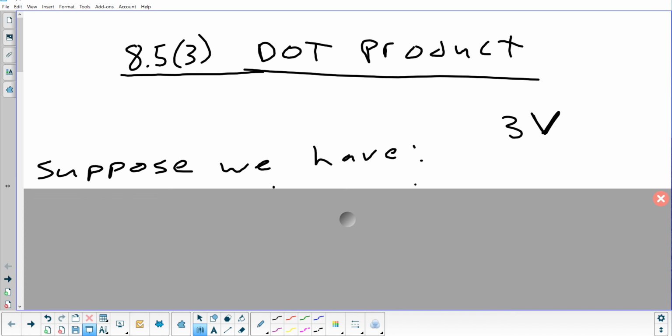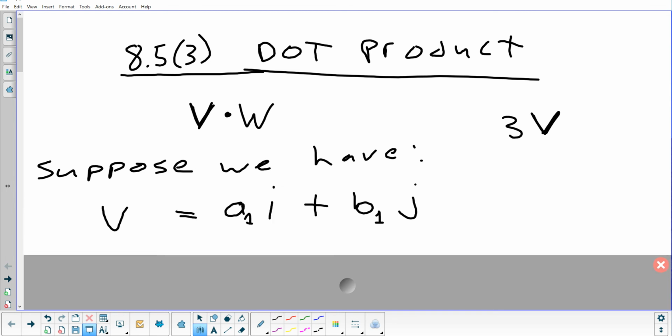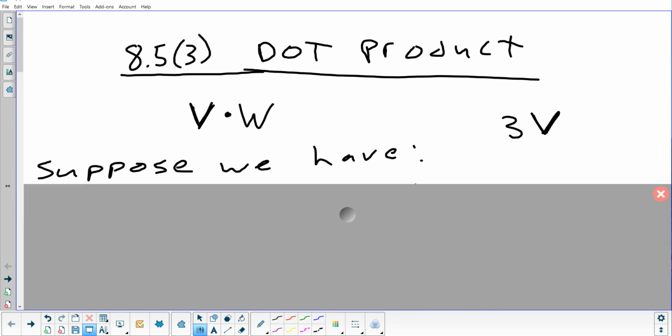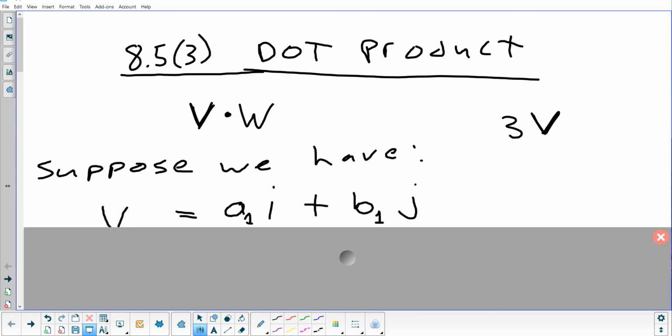Well, dot product is when you actually take one vector and you dot it with another vector. Okay? That would be pronounced v dot w. That's how you say it. You wouldn't say like times? No, you can't say times. Okay. It's so weird.